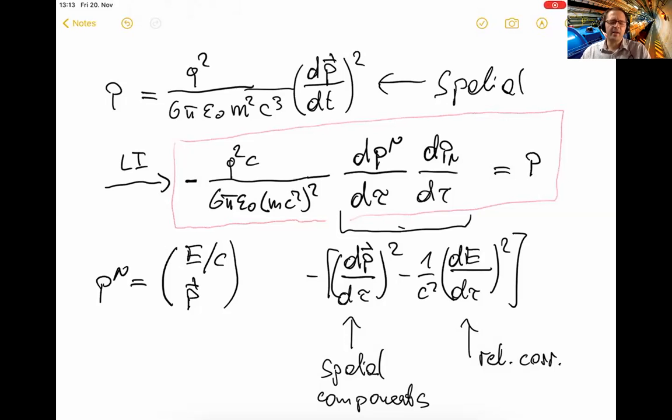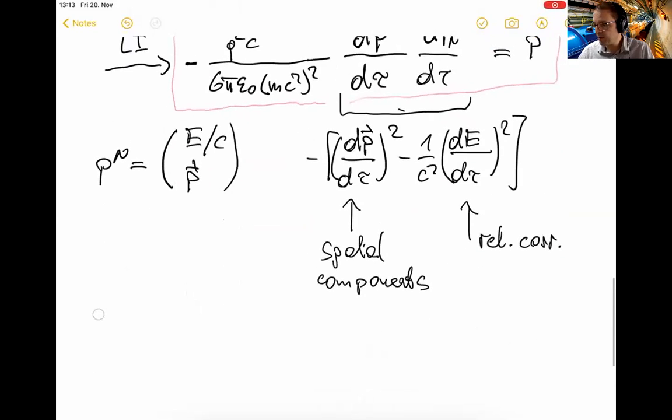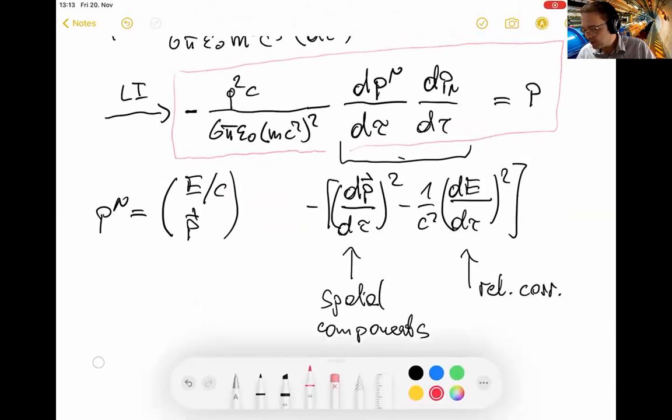I'm not going to ask you this for the exam, okay? But it needs to be derived because it is important for the following. We've now computed the Lorentz invariant form of the power that's dissipated by an electric charge, okay? So let's do an example, okay?